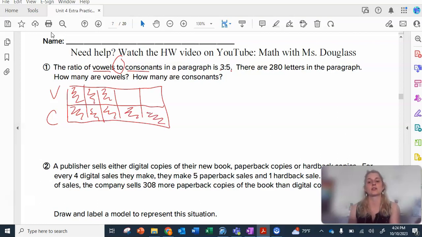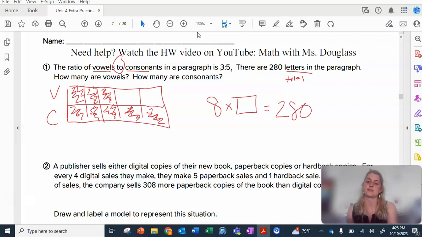Okay, we've got ours. There are 280 letters in the paragraph. We need to think about, does this mean total or is this a more problem? 280 letters sounds like all the letters to me, so this is a total. When we deal with total problems, we count up all of the shaded ones. So that's 1, 2, 3, 4, 5, 6, 7, 8 total boxes, and that equals 280 letters.